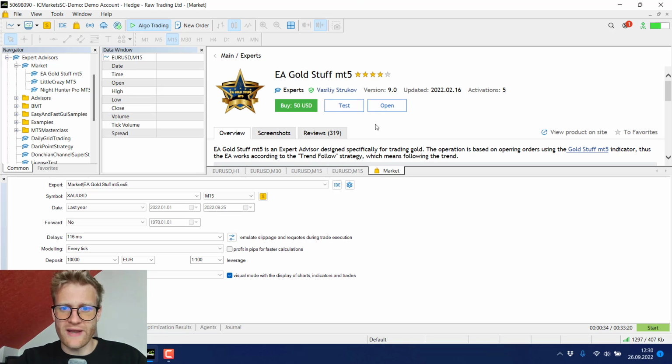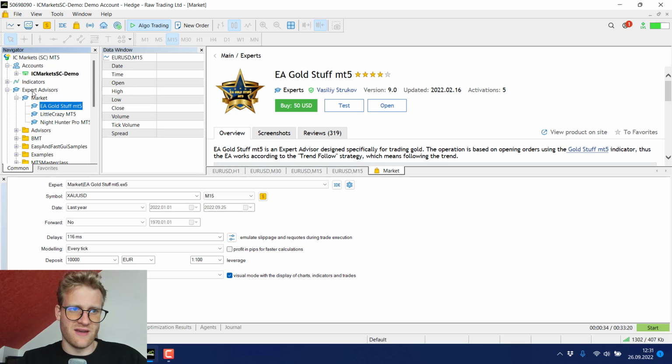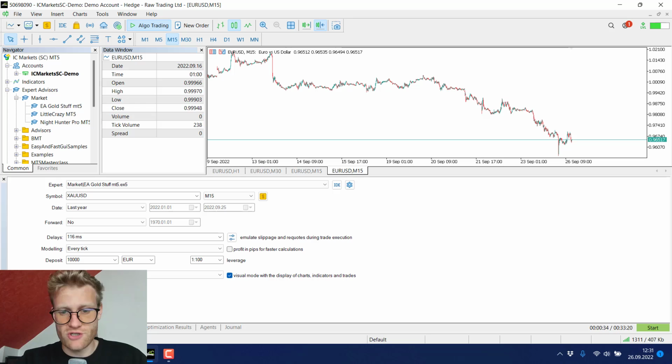I did this already, so I will see it already here in the MetaTrader 5 in the navigator under Expert Advisors and Market. Since I downloaded a demo only, I can of course not use it in a live trading account, but the good thing is you can use these demo versions in the strategy tester, and this helps us already to get a really good overview over the strategy. This is a great insight.